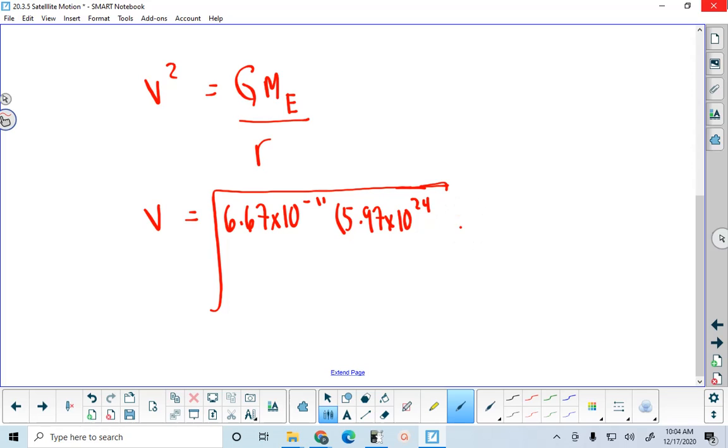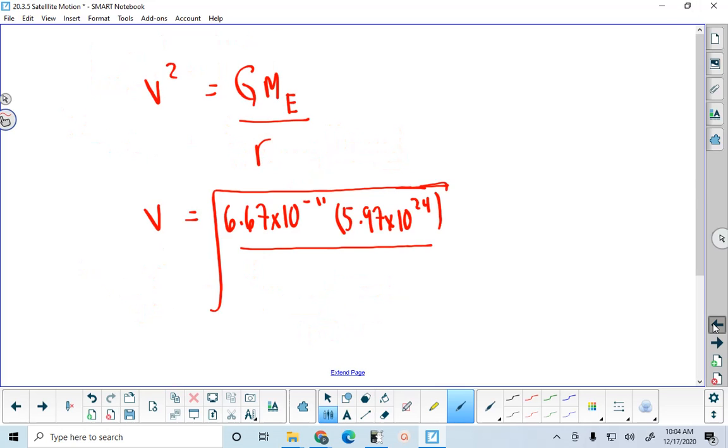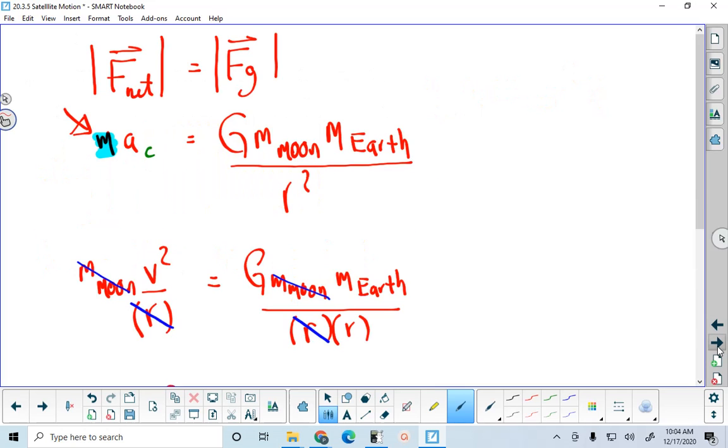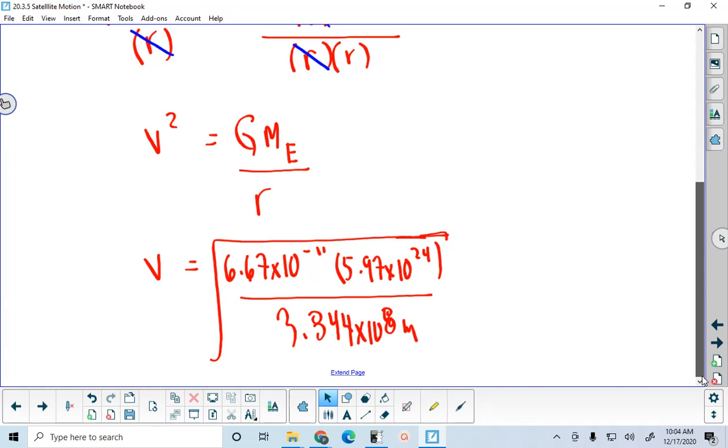Once again, due to the complex nature of everything that we're doing with formulas and the numbers, I'm not worried about units in our work. And then divided by 3.844 times 10 to the 8 meters. And then you have to take the square root, so I'll give you a second to calculate that. And you can go ahead and type your answers in whenever you get them.